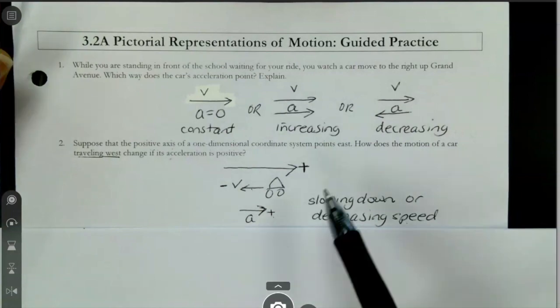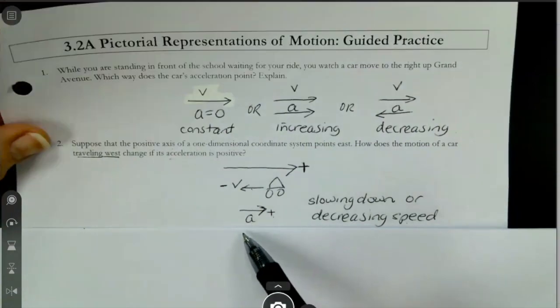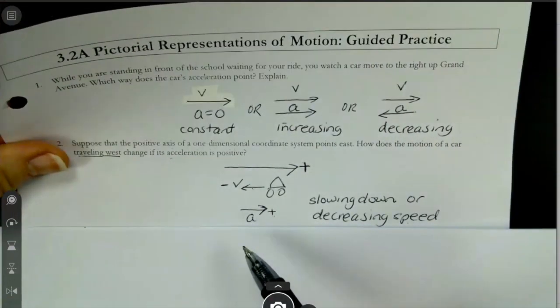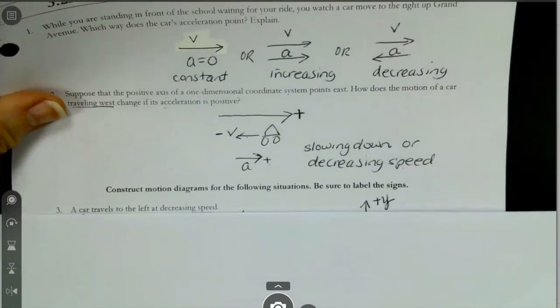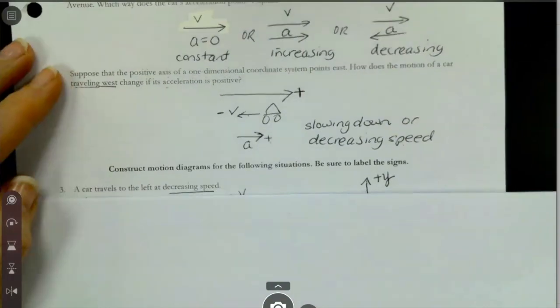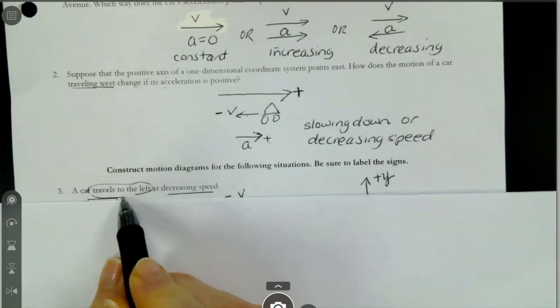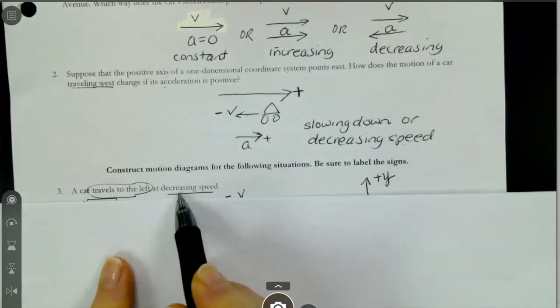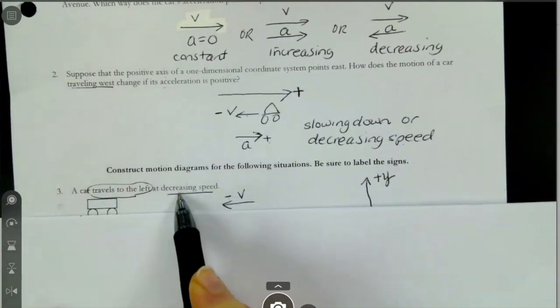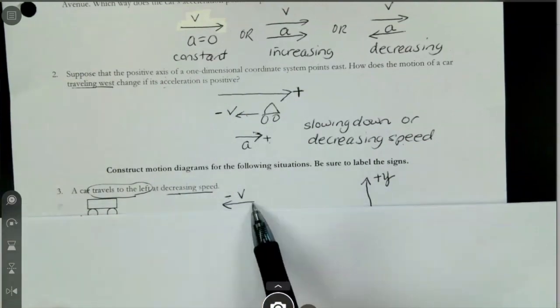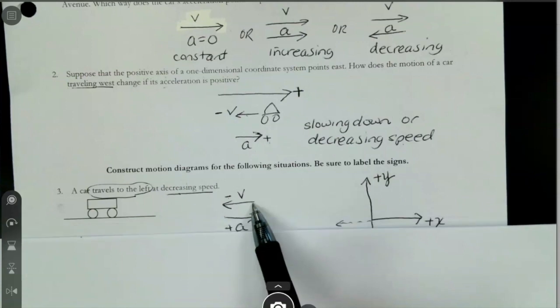It's a really great little tool that's really simple. So make sure that you're getting these rules down and not trying to memorize. Traveling to the left means velocity points to the left. Decreasing speed means that your acceleration points opposite velocity, which means it points positive.